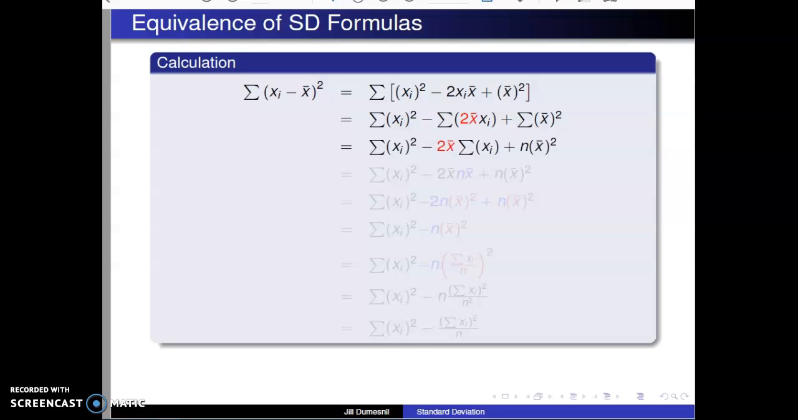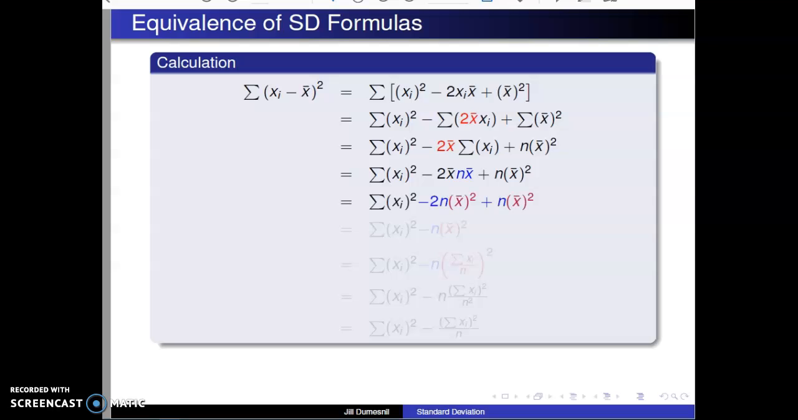Therefore, we can factor it out using the distributive law. Now we will use that summing the xi values gives n x bar, and adding n copies of x bar squared gives n times x bar squared.